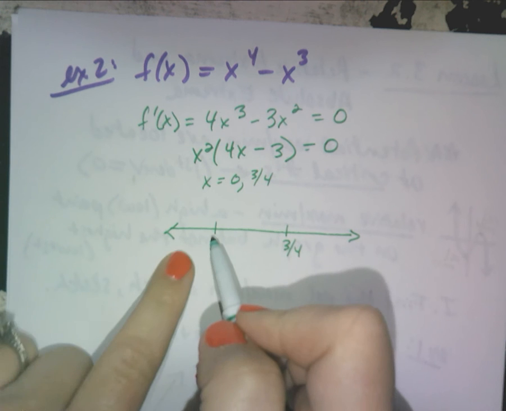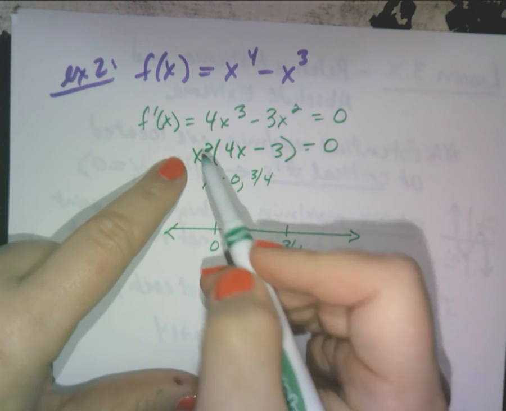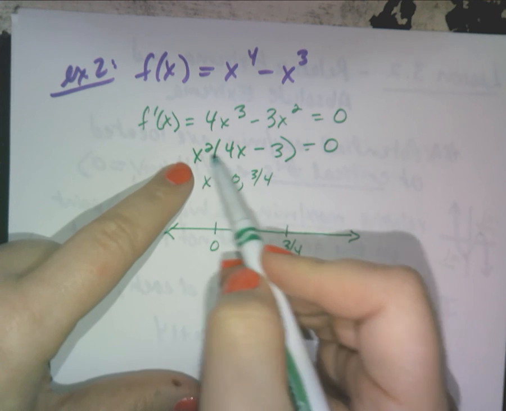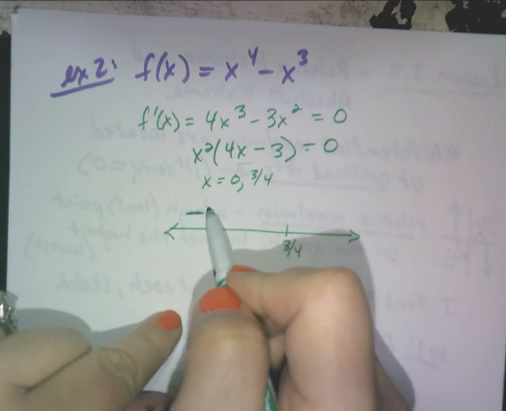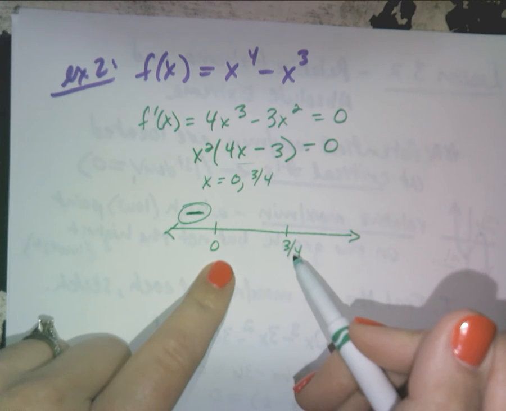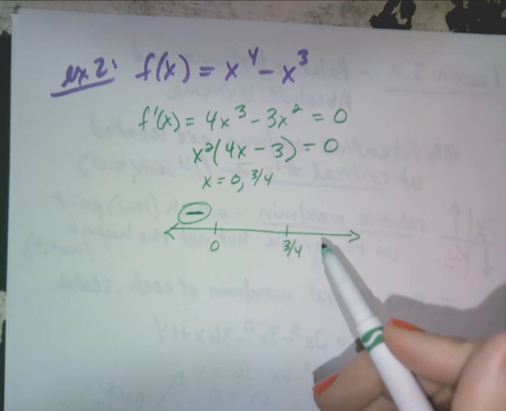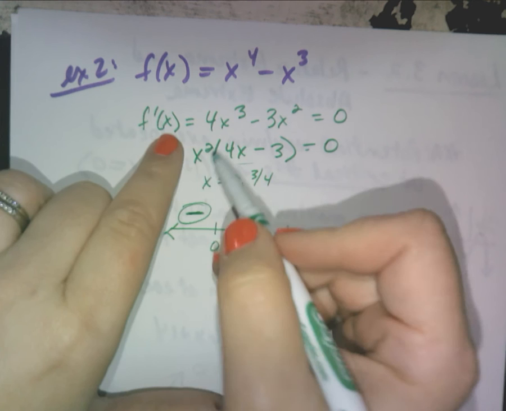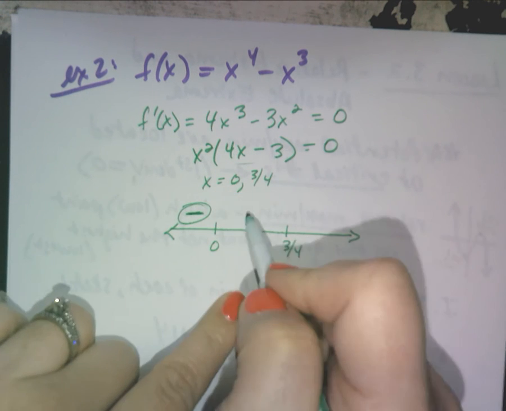All right, so pick a number before 0, -1, square it, put negative here. So this would be positive because it's squared. This would be negative, which is a negative. Pick a number between 0 and 3/4, everybody. 1/2. Good job. 1/2 squared is going to be positive, so this really doesn't matter. This is always positive. 1/2 of 4 is 2, but 2 minus 3 is negative.